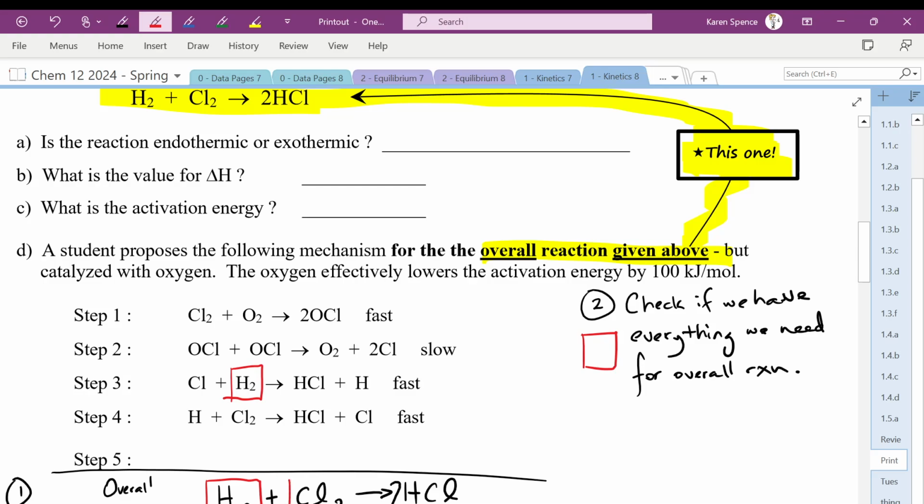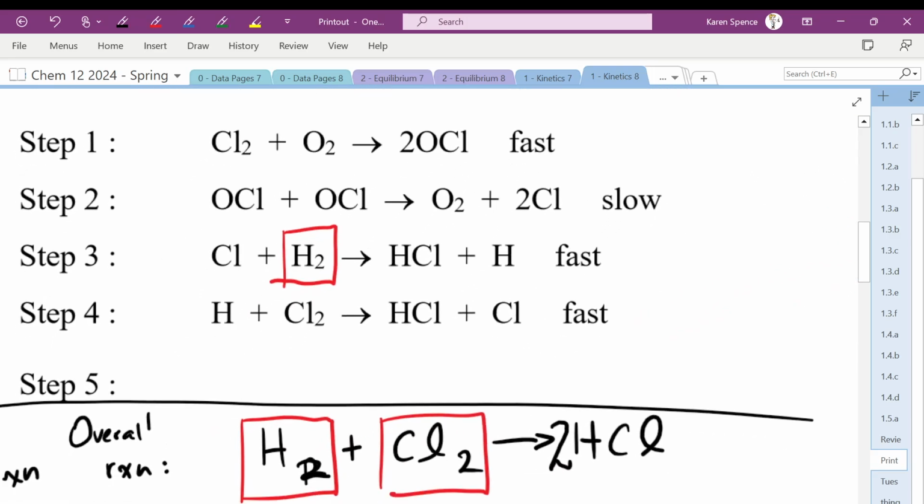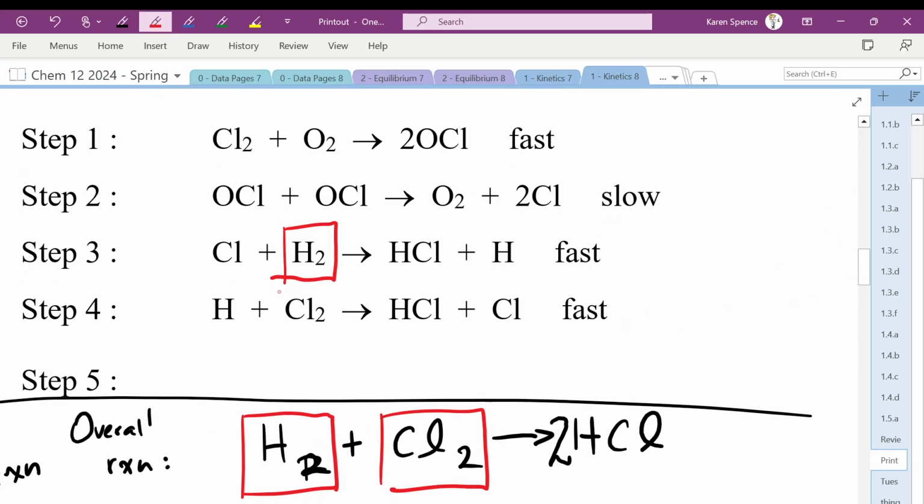I also need to have a Cl2. Do I have a Cl2 in the reactants? Yes, I do. There's one right here. So again, leave it alone now. Finally, we need to have 2 HCl, and we have an HCl and an HCl. So that's good.